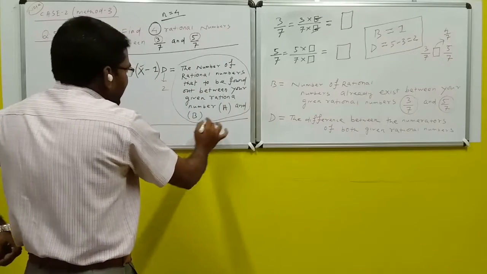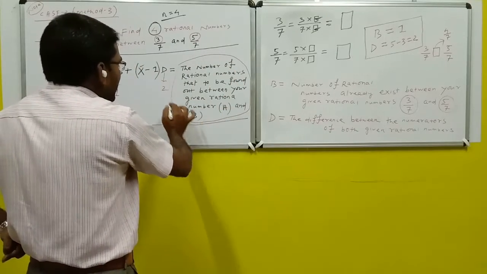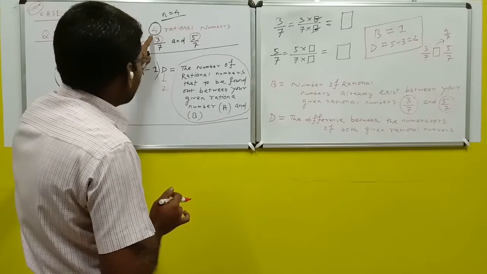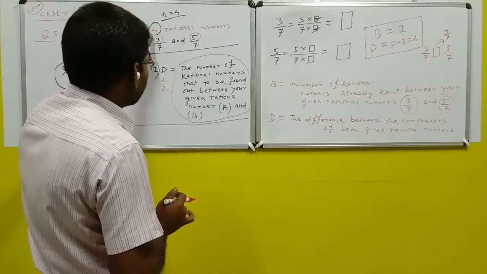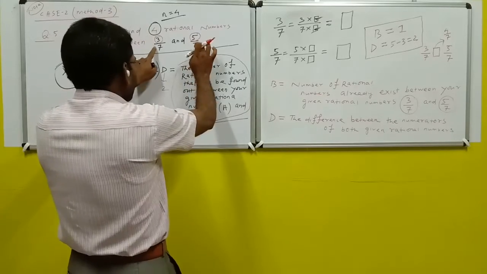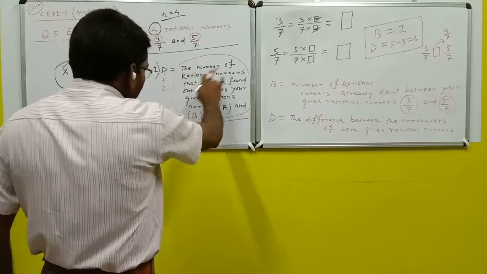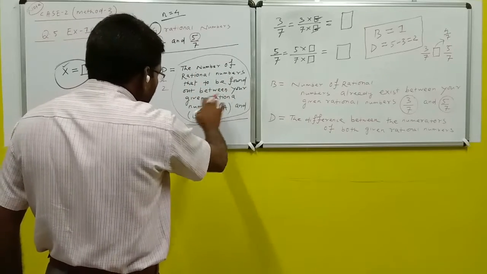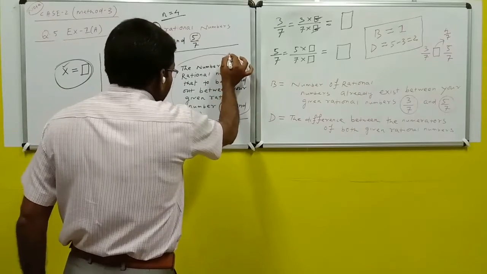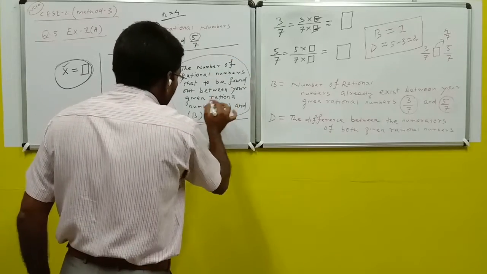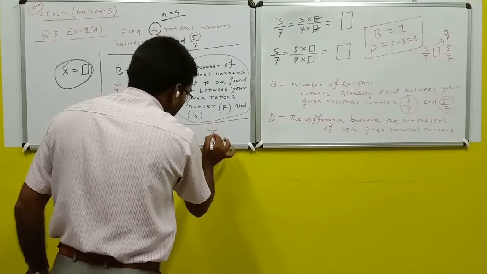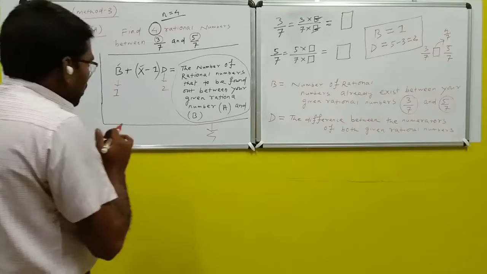So it is already 4. Yes, in the question you are asked to find out 4 rational numbers. Yes, 4 rational numbers आपको find out करना है between these two rational numbers. Therefore the number of rational numbers to be found out between your given rational numbers A and B is equal to 4. In this place you have to put 4.